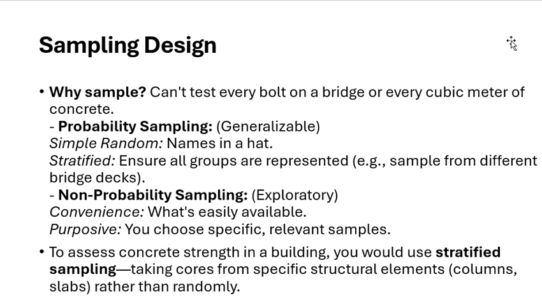For example, if you are assessing concrete strength in a building, you may use stratified sampling. You may take some samples from columns, some from beams, some from slab, some from footing. Because if you apply random sampling, we know that the strength requirements for beam are different than for slab, and then you will mix everything up. You get my point? So you may not have the true representation of the strength of concrete you have.